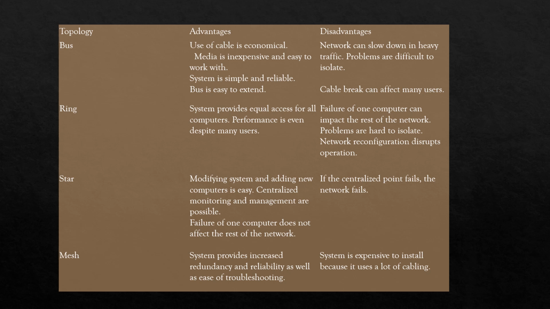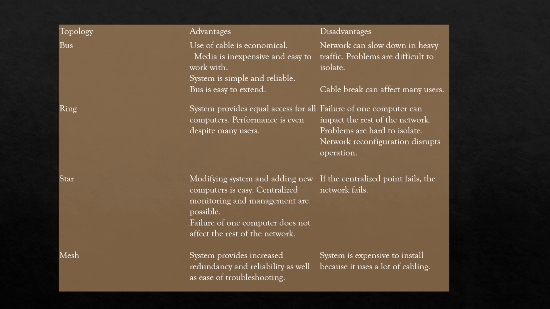In ring topology, it provides equal access for all computers. Performance is even despite many users. Failure of one computer can impact the rest of the network. Problems are hard to isolate. It's difficult to troubleshoot in case of ring topology. And if we have to reconfigure the network, the whole network operation is disrupted. For example, if any changes have to be made in the token bits, the whole network will go down. Nobody can transfer data.